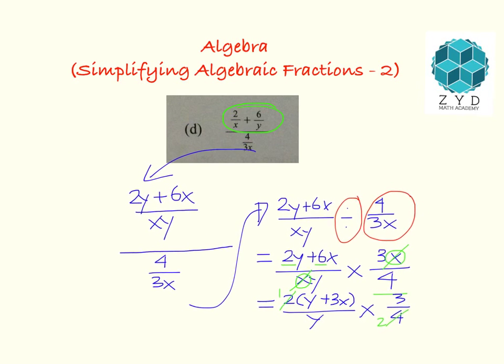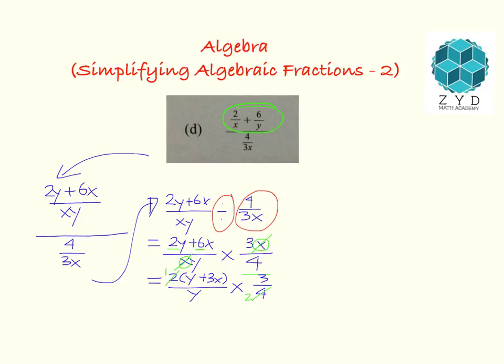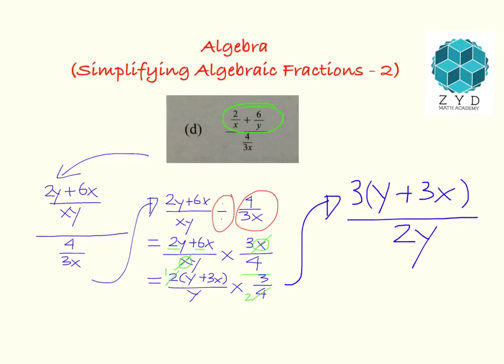Let me shrink this whole expression so I get some space. And what we have as the final answer is, yes, y plus 3x. I need to have a 3 in front because of that one, over 2y. Okay, so this is how we simplify this expression that seemed to be very intimidating at the start.